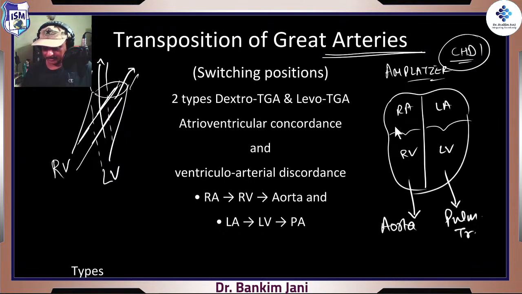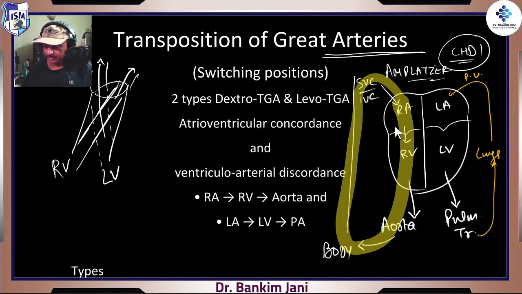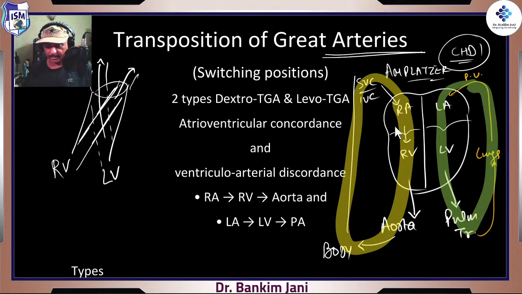In this case, what really happens is that from the aorta, the blood will go to the body. From the body, it will go to the superior vena cava and inferior vena cava, then to the right atrium, and then via the right ventricle. That is one circulation. The second circulation: from the pulmonary trunk, it will go to the lungs, and from the lungs to the pulmonary veins and back to the left atrium. They are both independent circulations, and that is what is called parallel circulation. When parallel circulation occurs, survival is impossible, because they are now completely separate.